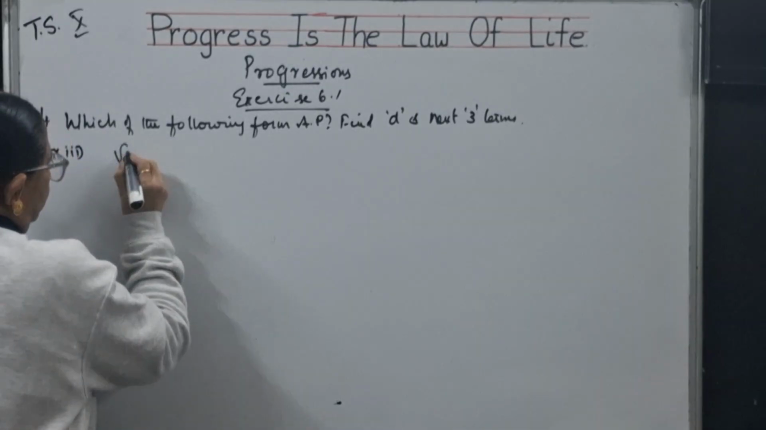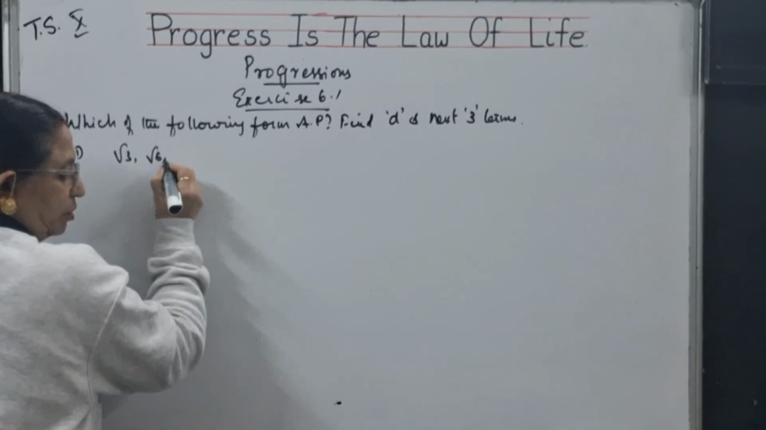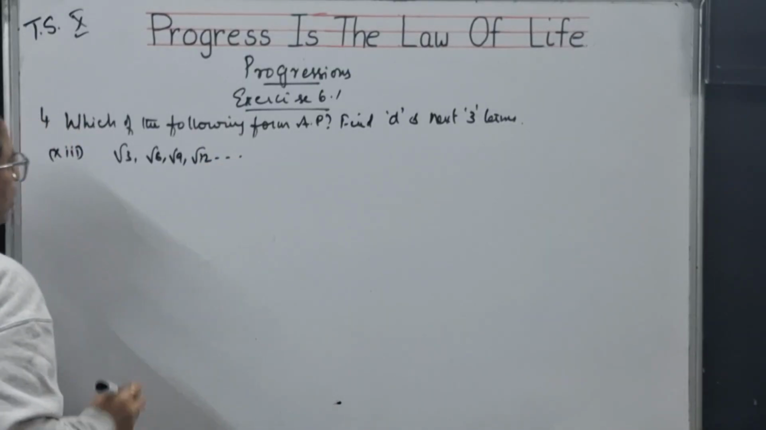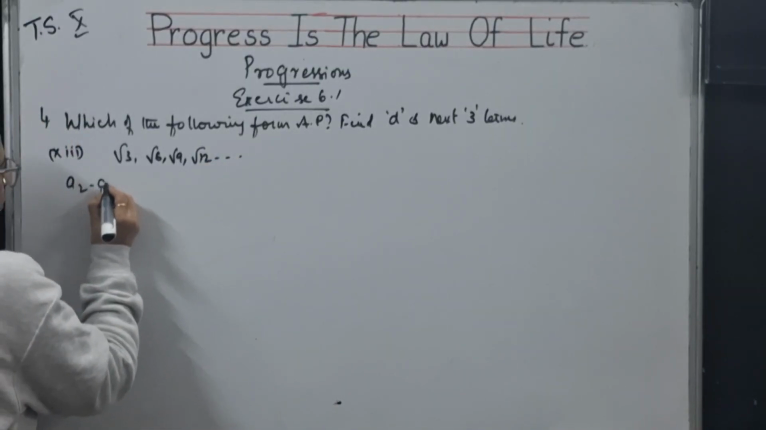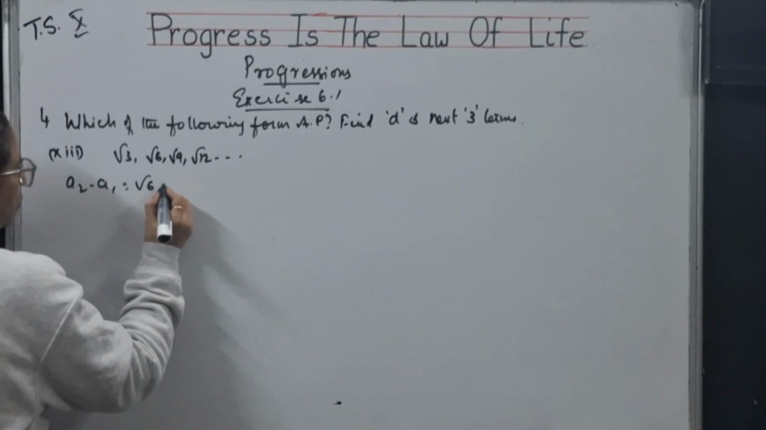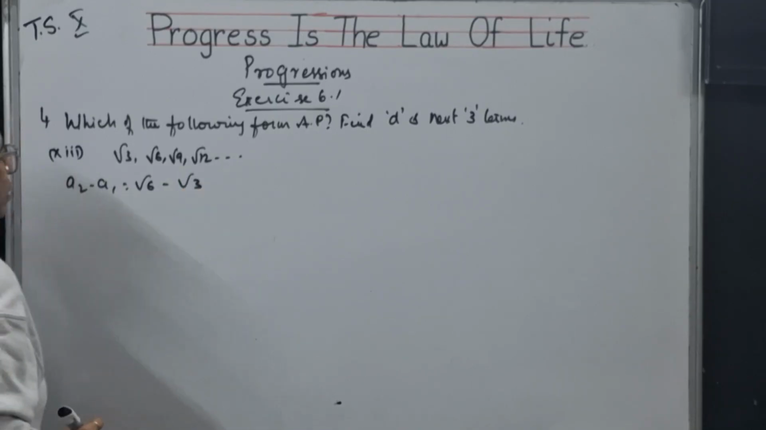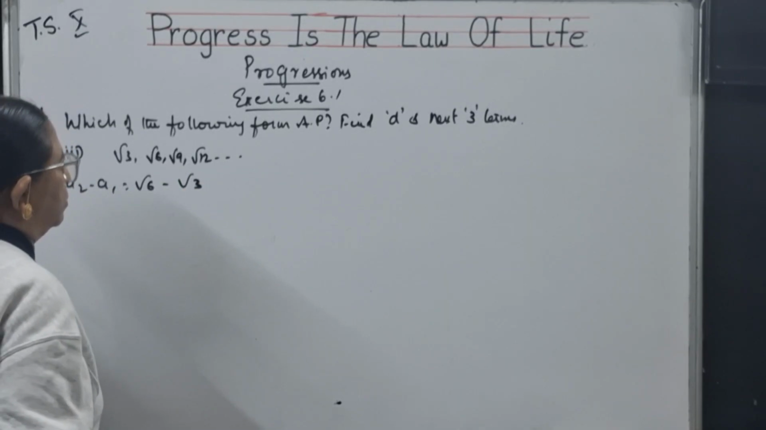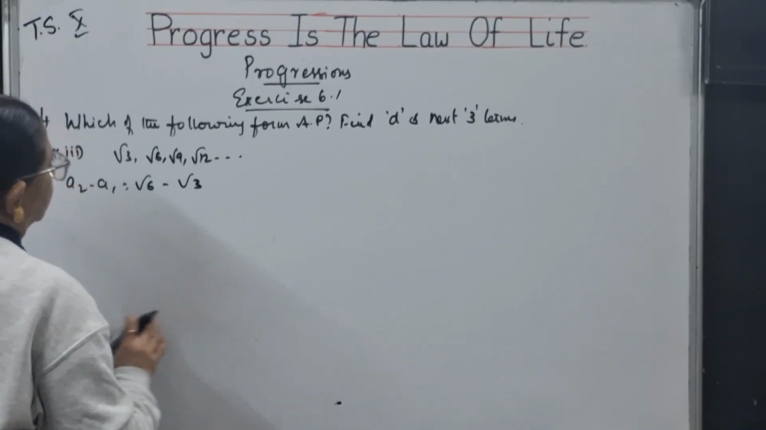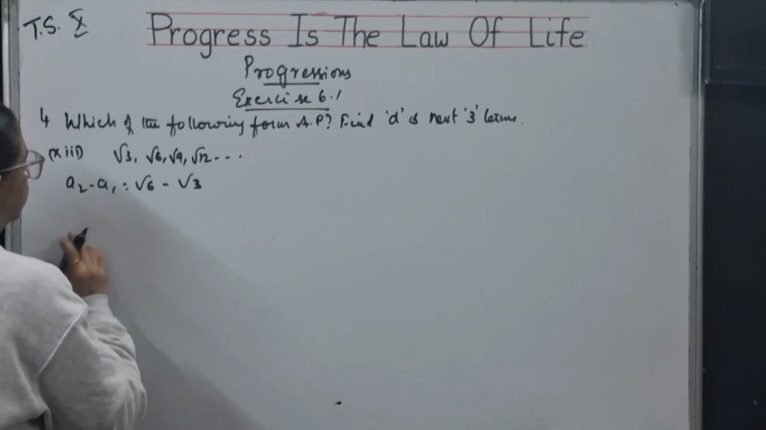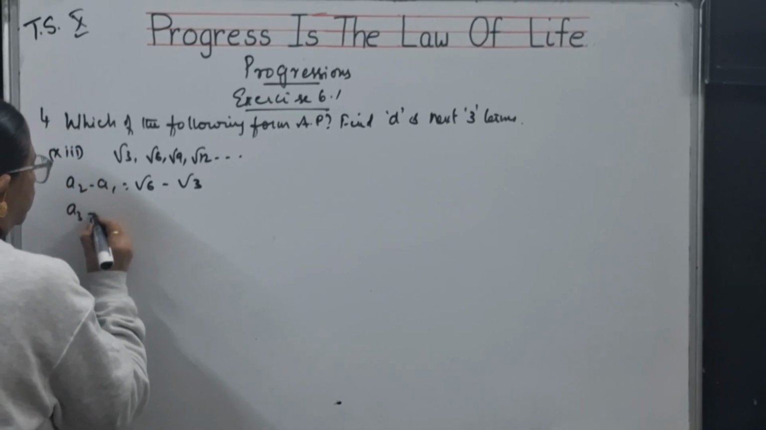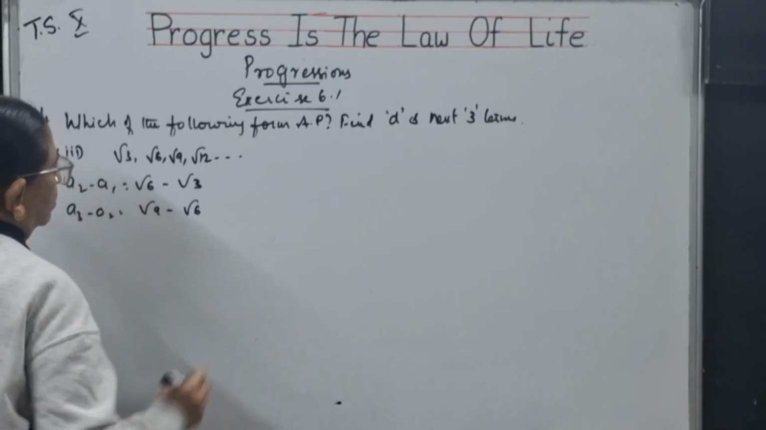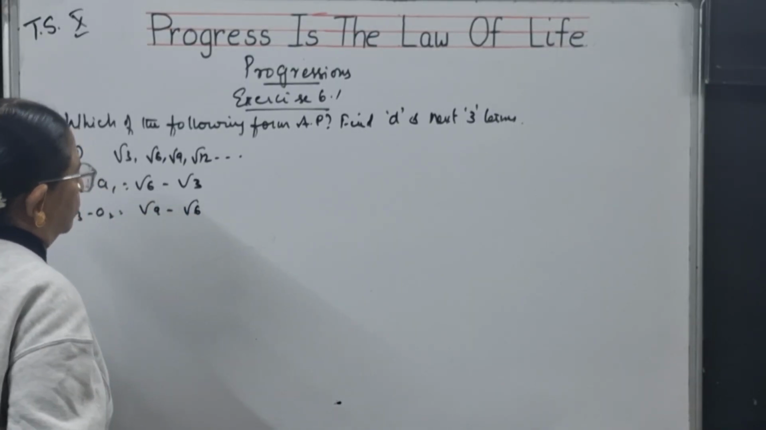13th bit, root 3, root 6, root 9, root 12, so on. So what is A2 minus A1? Root 6 minus root 3. Can you simplify it? You cannot do it. It is like this only. So A3 minus A2 is root 9 minus root 6. Here also simplification is not possible.